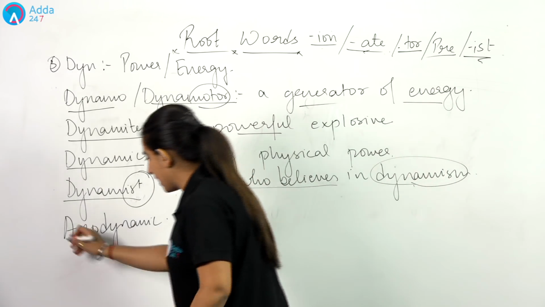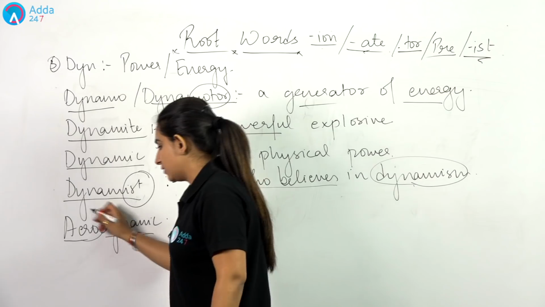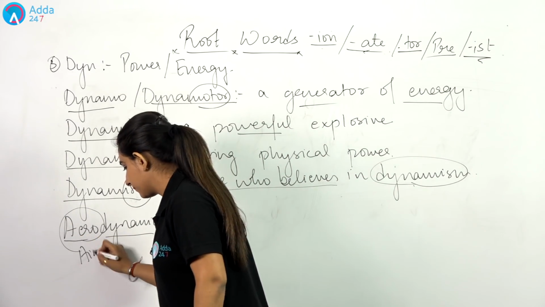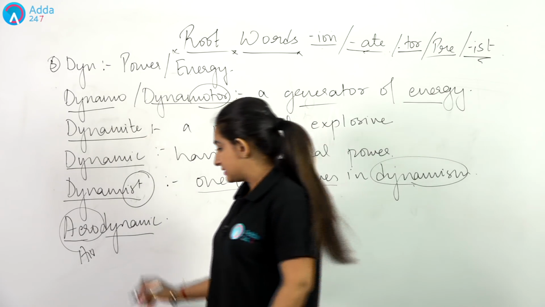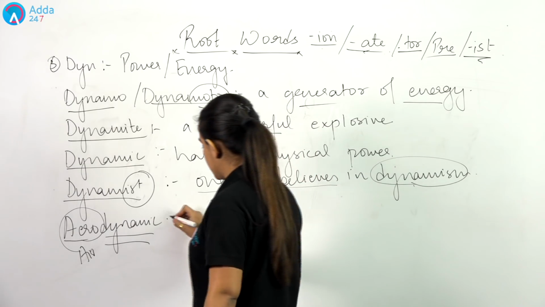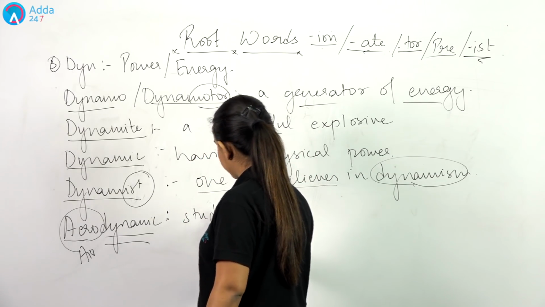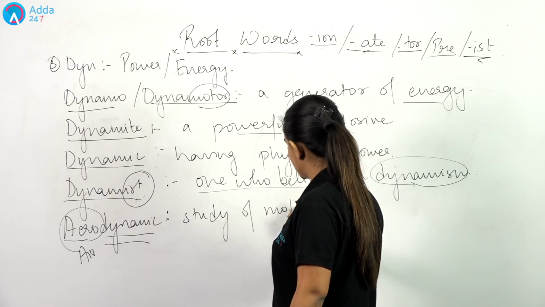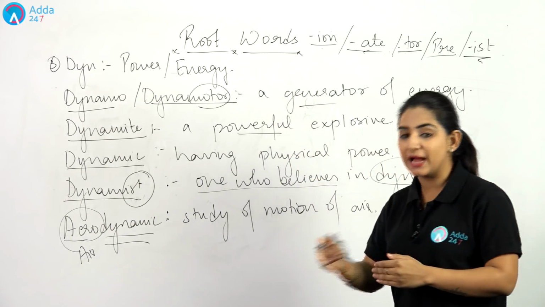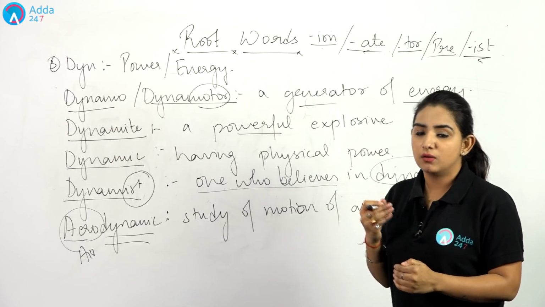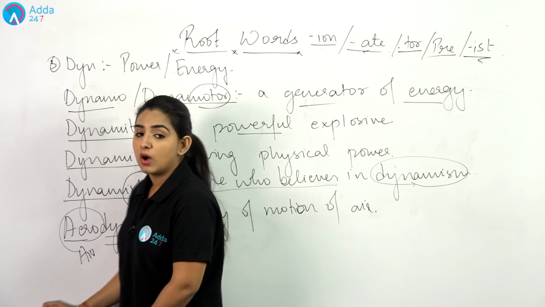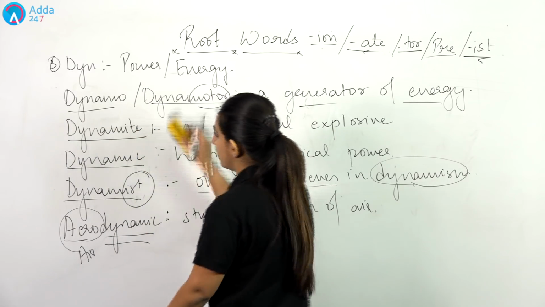Okay. Then we have aerodynamic. When I say the word aero, this is always and always related to air. Dynamic is related to energy. This is related to power. So aerodynamic is nothing but the study of motion of air. How the air moves and what kind of energy does it generate. This is what we mean by aerodynamic. I suppose you are clear with the meanings of dict, domain, dyne.